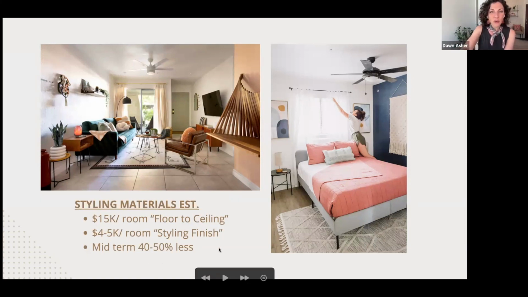Midterm, we say, 40 to 50% less. It just, again, depends on what the market is demanding, what the traveler is demanding, and what you are competing with, essentially, to really determine for a midterm rental what's necessary design-wise.